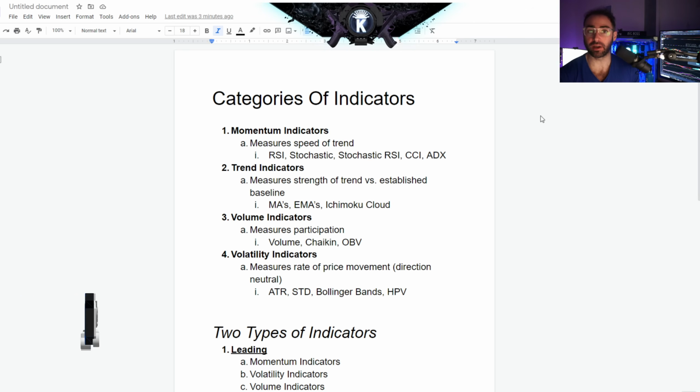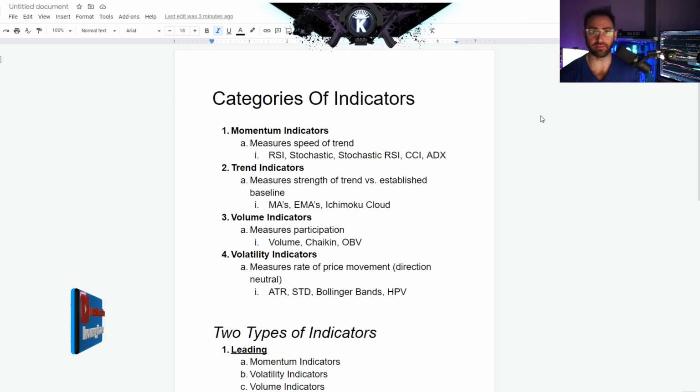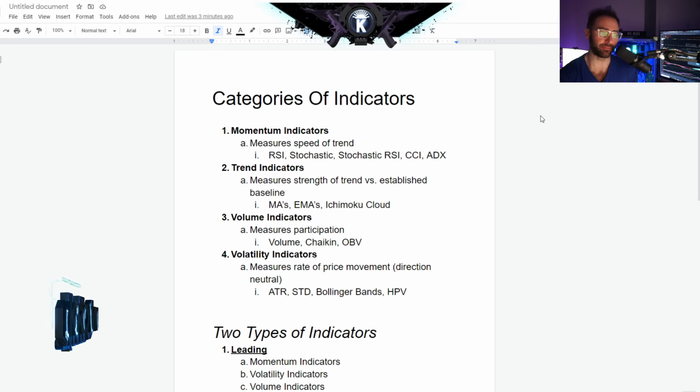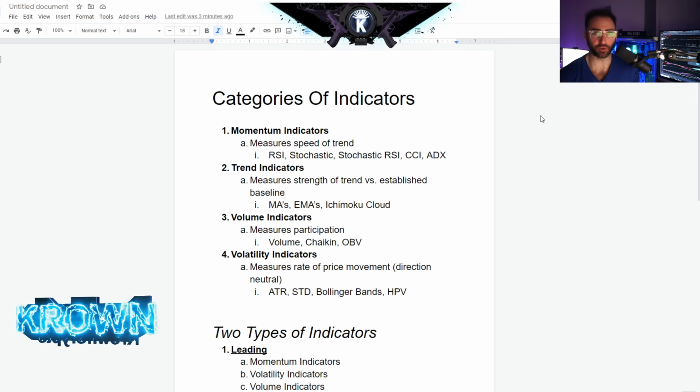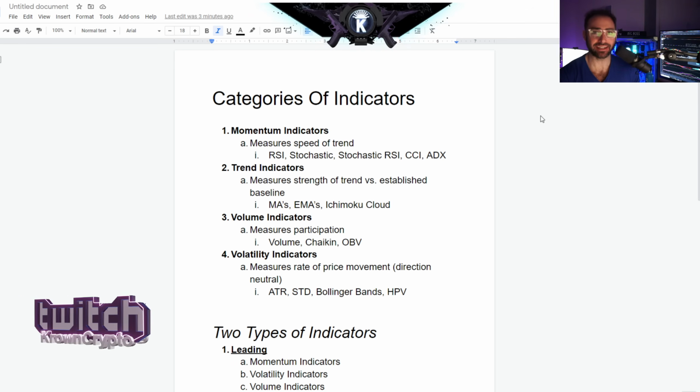What essentially defines a trending indicator? It measures the strength of a trend based off of a former baseline, an average of price, typically speaking. And these are going to be your moving averages, your EMAs, your Ichimoku cloud, those sorts of things. Usually a lagging indicator, something that is used to confirm a trend.